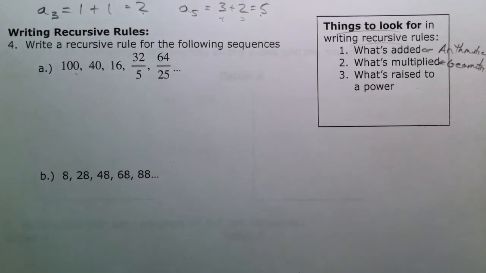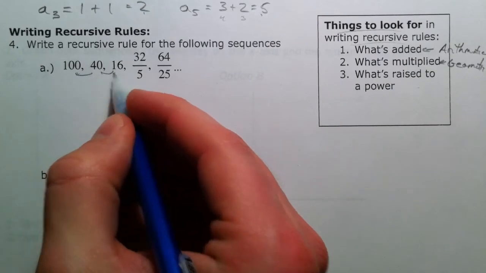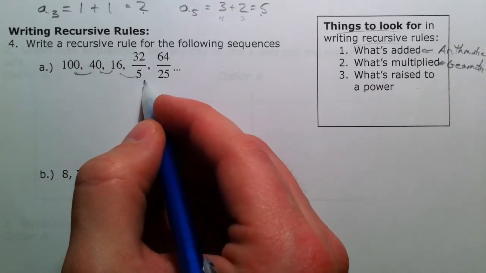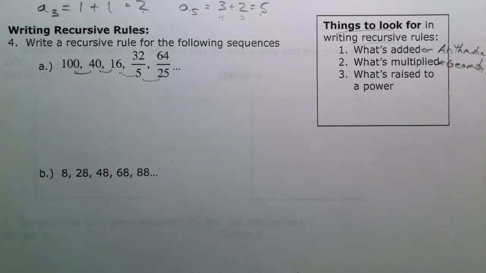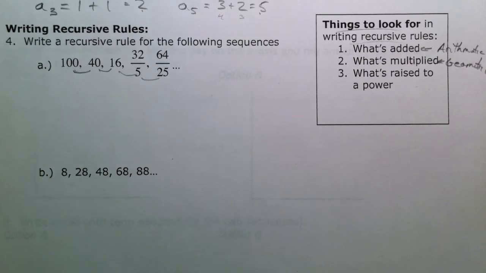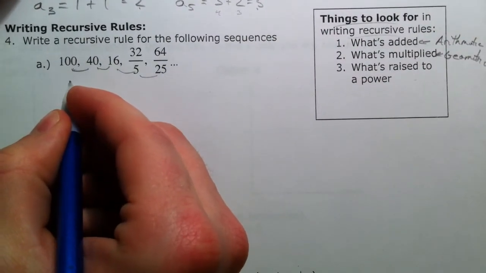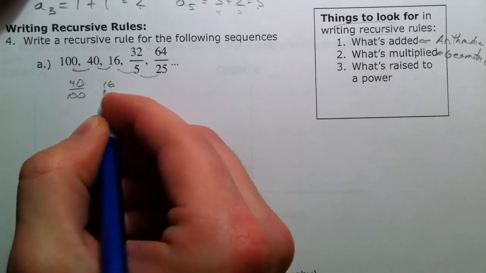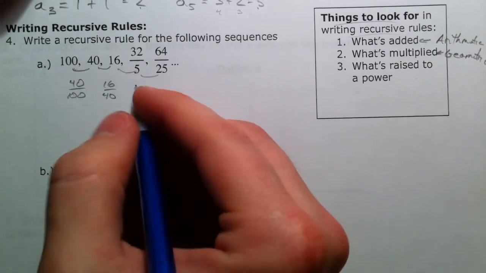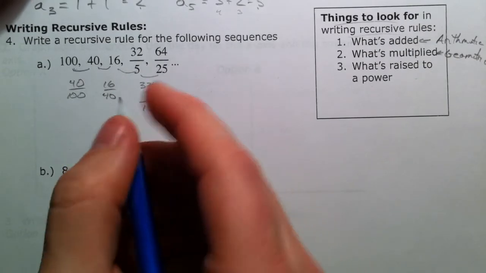Alright, so writing those recursive rules. How do we get from 100 to 40, from 40 to 16, 32 to 5, 64 to 25? Well, what you can start doing is dividing each term by the term in front of it and seeing if you get something that way. 40 over 100, 16 over 40, 32 divided by 5 over 16.